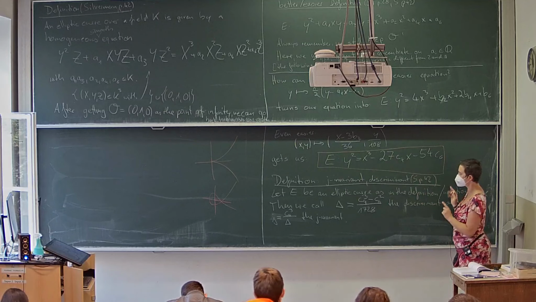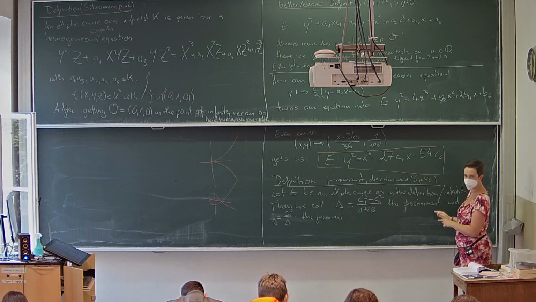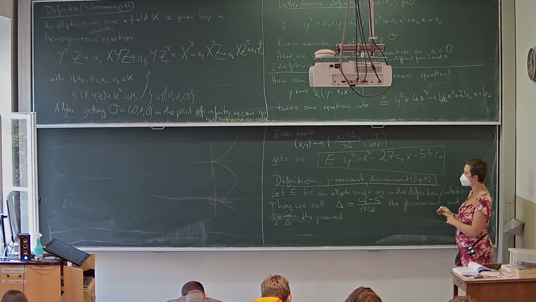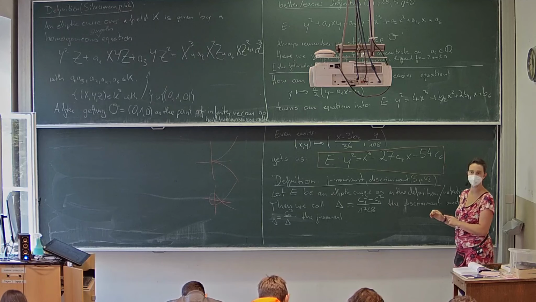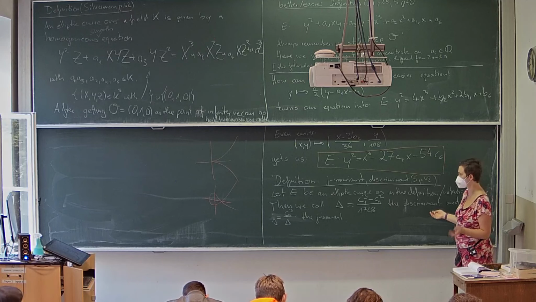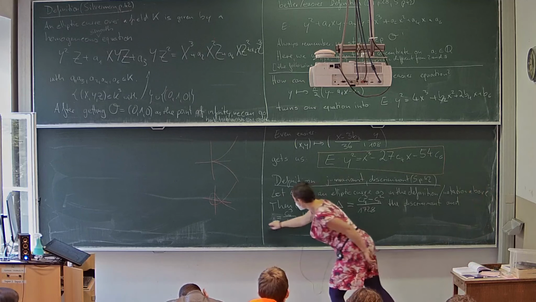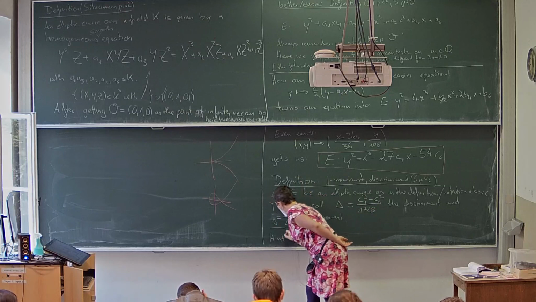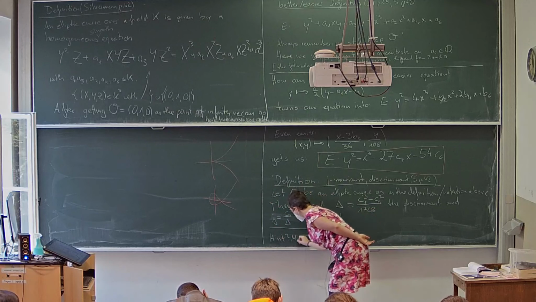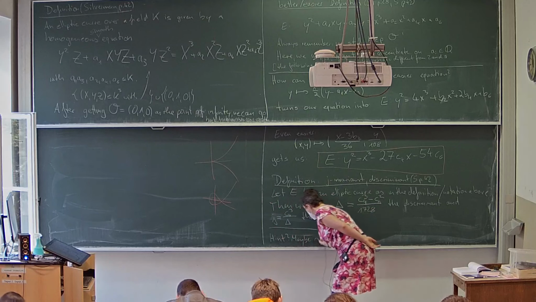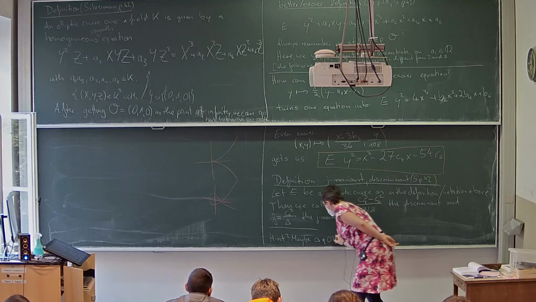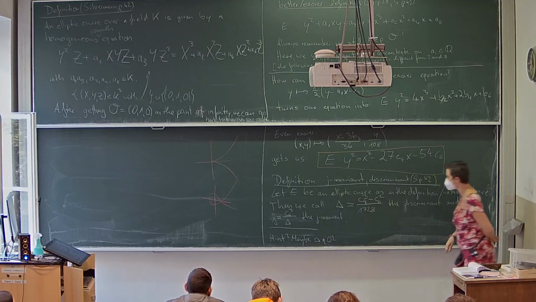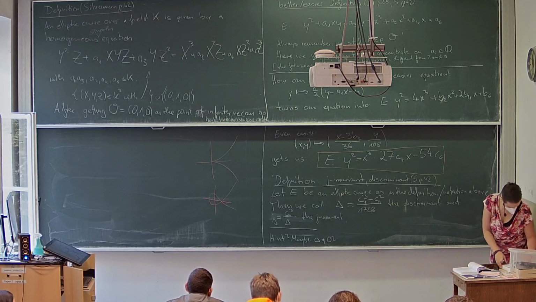What we can already see is that it would not be so nice if the discriminant was 0, because then we could not compute the J invariant. So there is already a hint that maybe the discriminant should not be 0, but we will get there.